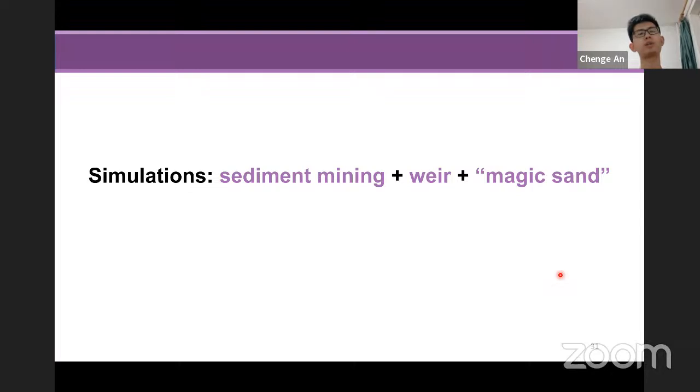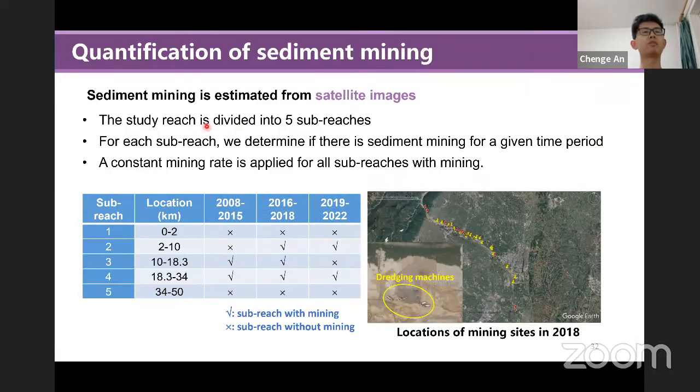And in the third part, we consider all the three factors: sediment mining, the weir, and the magic sand. The information on the sediment mining is estimated from the satellite images. We first divide the study reach into 5 sub-reaches with locations shown in the table below. And for each sub-reach, we determine from the satellite images whether there is sediment mining for a given time period. And for all the sub-reaches with mining, we specify a constant mining rate of different values. And in the right figure, it shows the locations of the mining sites that we detected from the satellite images.